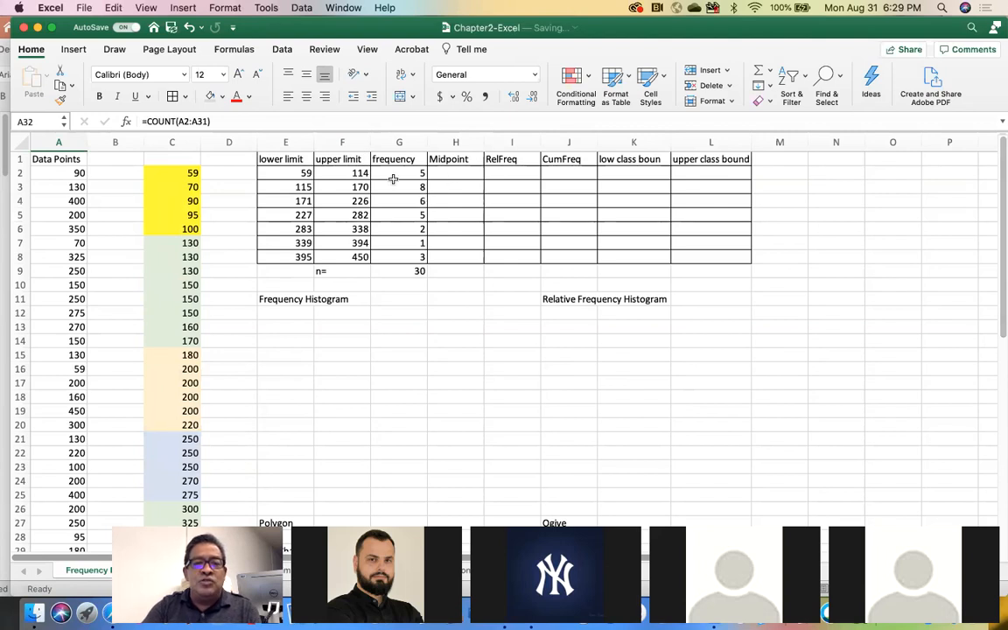Also in this, we are going to find the midpoint. So the midpoint is going to be the average between the lower and the upper limit. So I'm going to add these two and divide it by 2, right? So that's going to be my midpoint. I'm going to drag this down and create all the midpoints.